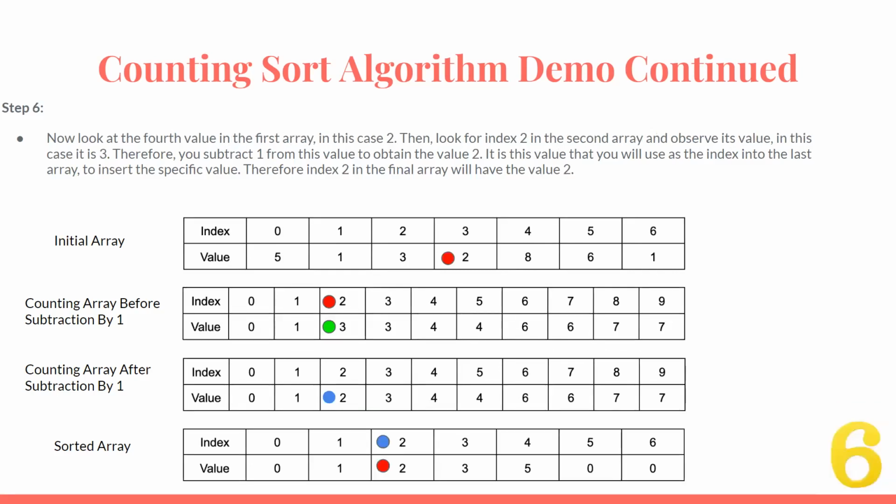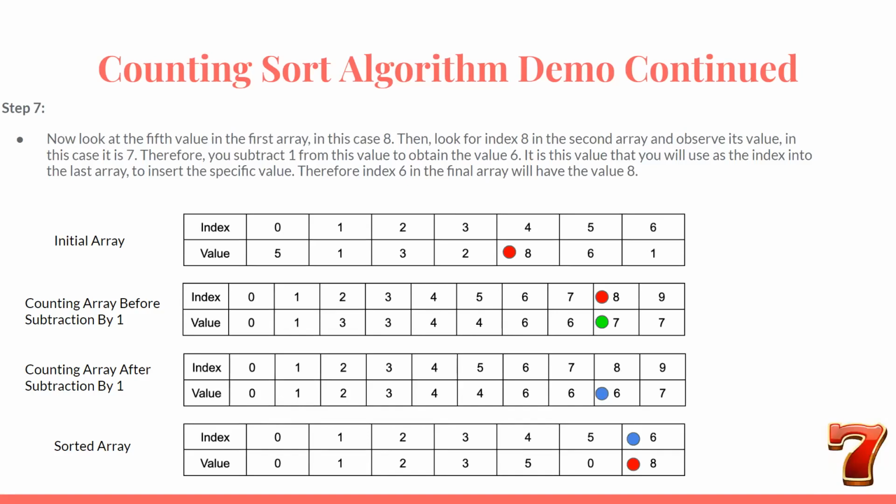Now you want to look at the fourth value in the first array. In this case, it's 2. Then look for index 2 in the second array and observe its value. In this case, it's 3. Therefore, you subtract 1 from 3 to get the value 2. And then you'll use the value of 2 as the index into the last array to insert the specific value. Therefore, index 2 in the final array will have the value 2.